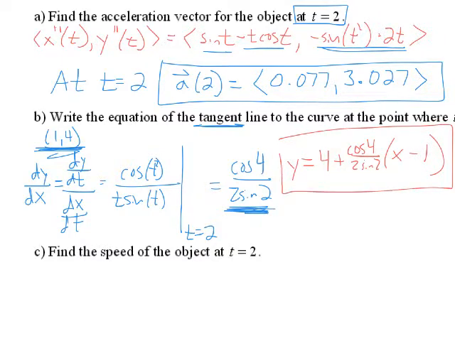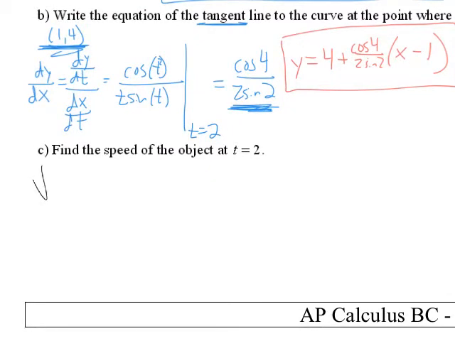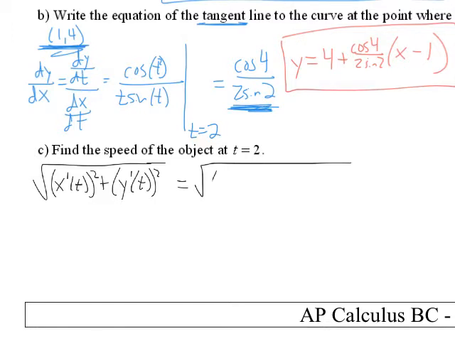There's the equation of our tangent line at time equals 2. Finally, they also asked us to find the speed of the object at time 2. And we know the speed to be the square root of x prime of t squared plus y prime of t squared. So taking these values and plugging 2 into it, we get that this is equal to the square root of (2 sine of 2) squared plus (cosine of 4) squared.